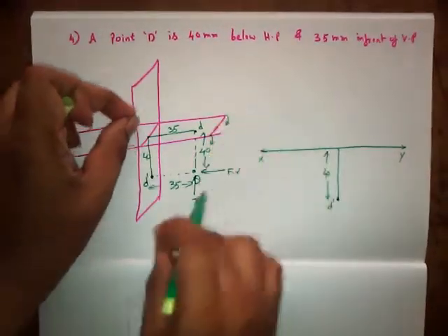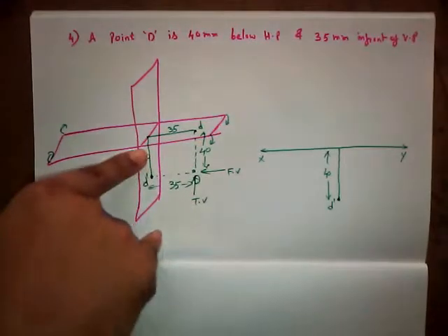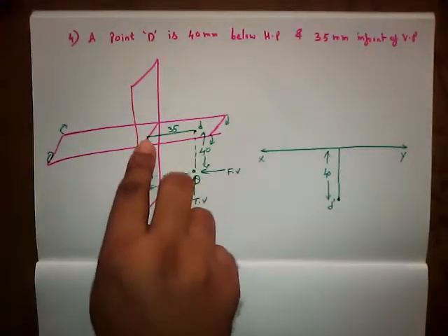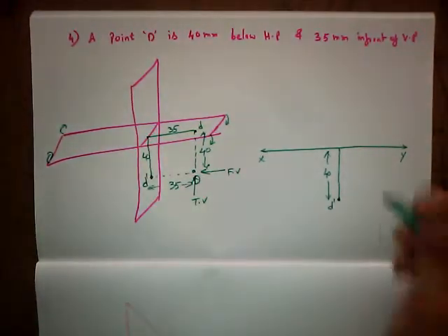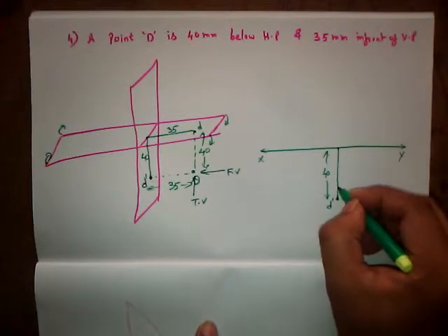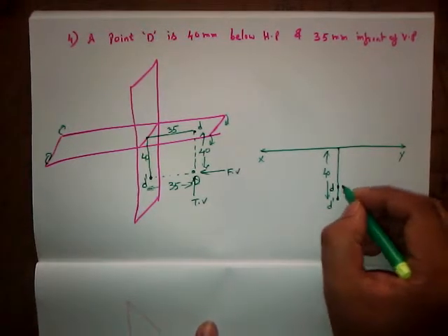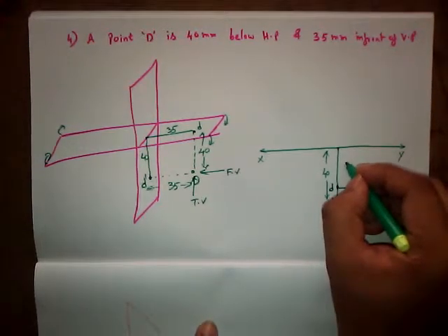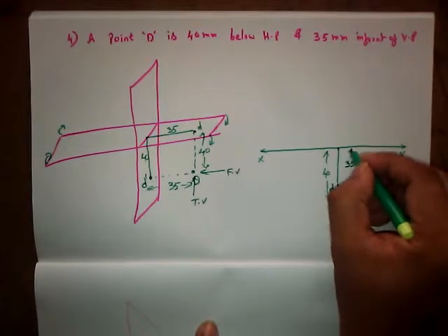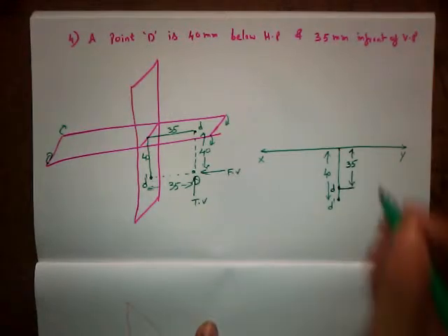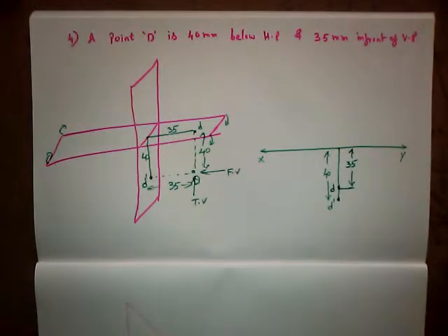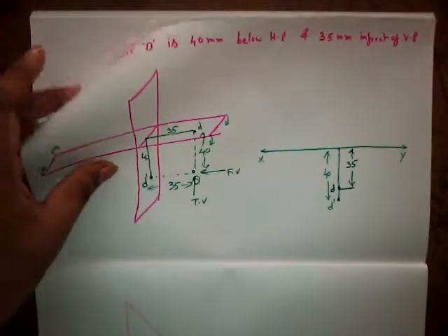So this part is going to come downwards, at a distance of 35 mm from the XY reference line below. So from the XY reference line we need to go 35 mm, and this is going to be our point small d, and this distance is 35 mm. So this is the way we need to project the points in all the four quadrants. And let us learn the next part.